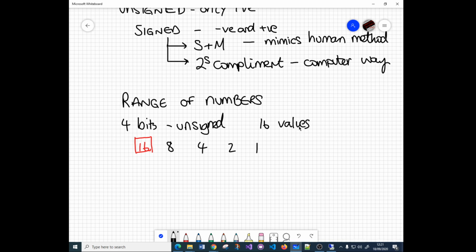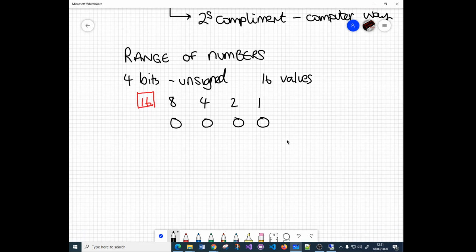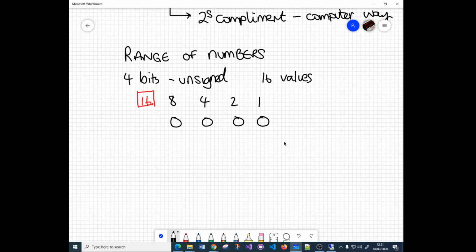But what values? So the maximum and the minimum value. If we've got only positive numbers, what's the minimum value going to be? 0. Even though 0 is neither positive or negative, but we'll come back to that. So in binary, I would represent 0 like that. Everyone happy with that? Seen that a few times. What would be the maximum number then? 15. Yeah, all the bits 1.